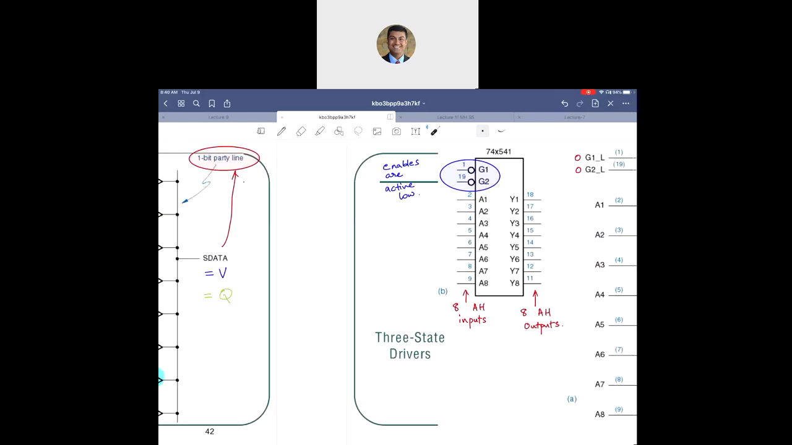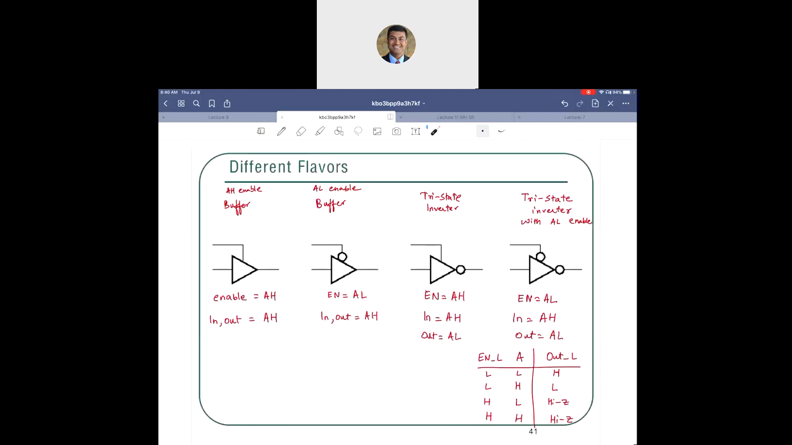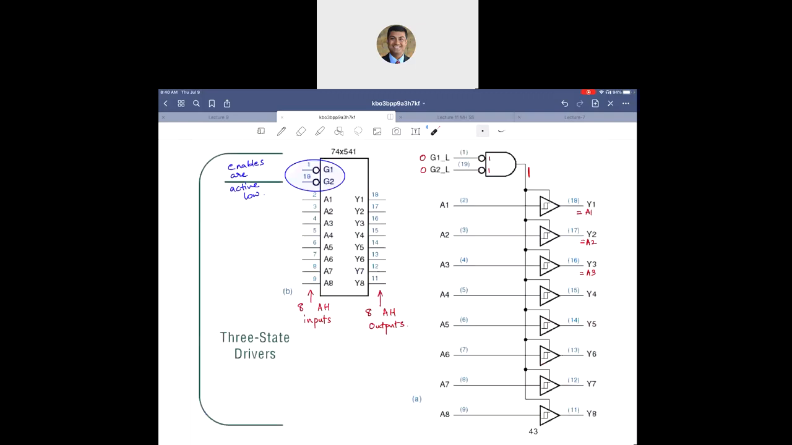Earlier, we had only 1 input getting buffered. Now, if we want to do it for 8 inputs, because in computers, you will find that you will need to do this buffering operation on maybe 32 bits at a time or 64 bits at a time. So you would need some chip, in this case, 74X541, that is allowing you to do this operation on 8 bits at a time with 2 enables.